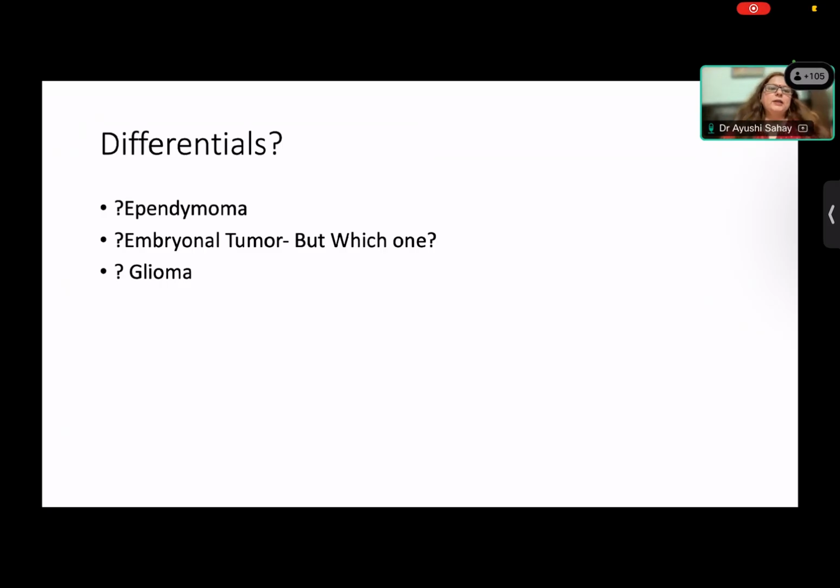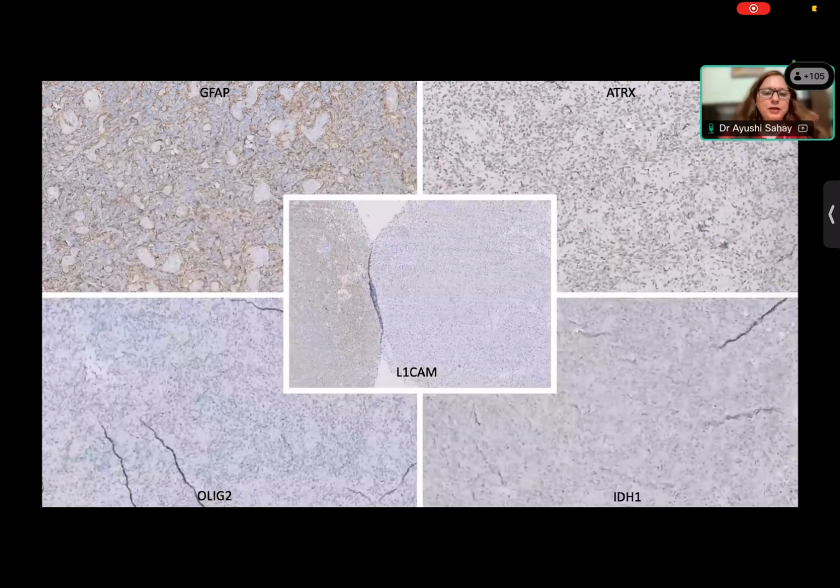So I did L1CAM for ependymoma, which is clearly negative. GFAP is positive. You can see the GFAP is positive, not only in the perivascular areas, which is highlighted. Perivascular accentuation seems to be there, but the tumor cells are also positive, and it is OLIG2 negative. This combination is usually seen in ependymoma, but this tumor was L1CAM negative. Then ATRX was retained. IDH was negative.